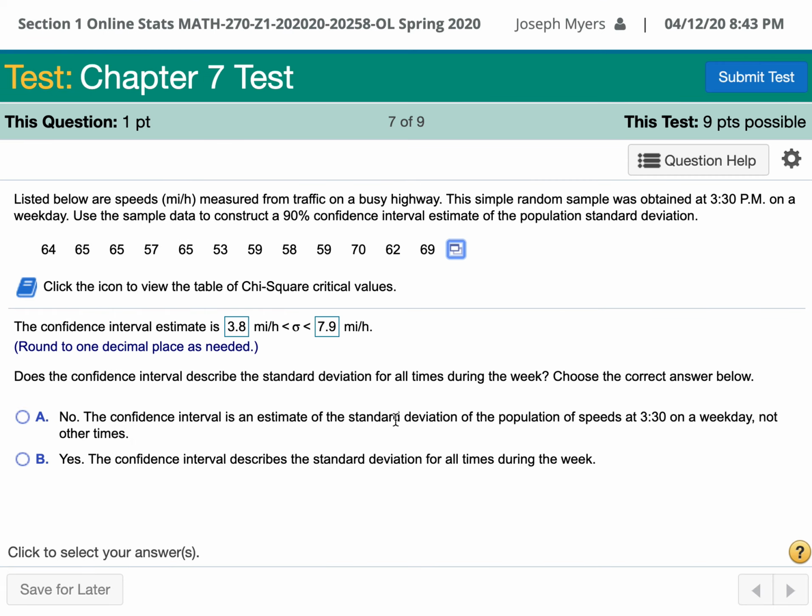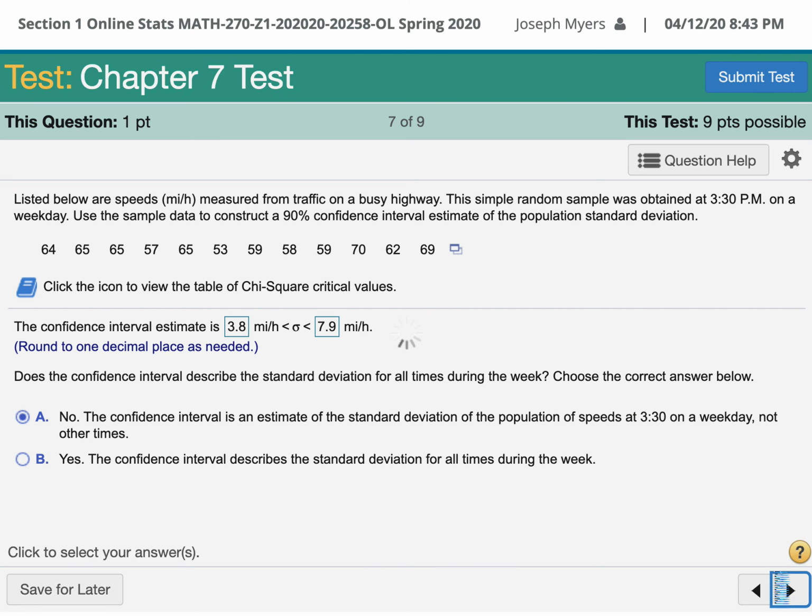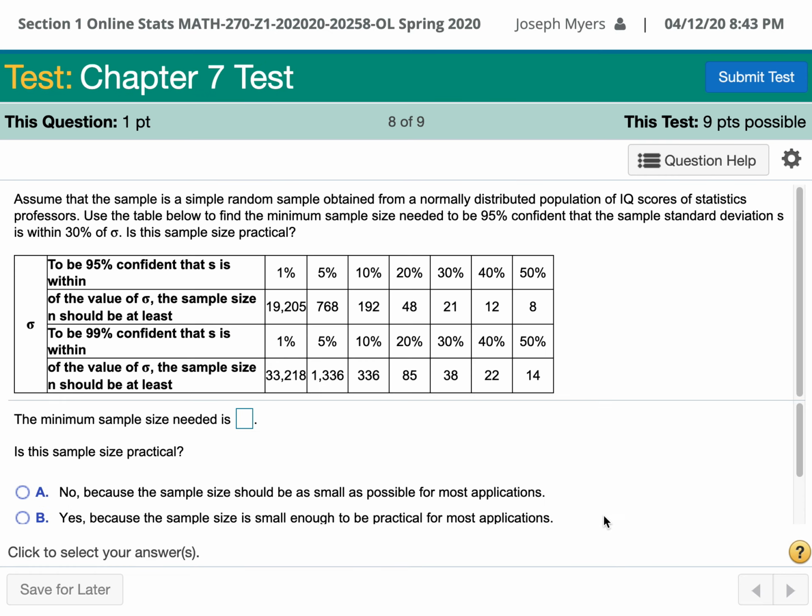Okay, so does this confidence interval describe the standard deviation for all times during the week? Well, that's kind of confusing, but it's talking about the time of day. So all these samples were only obtained at 3:30 p.m. So, no, the confidence interval does not describe it at all times. It only describes them at 3:30 on a weekday. Okay, so perfect. Now question number 8.